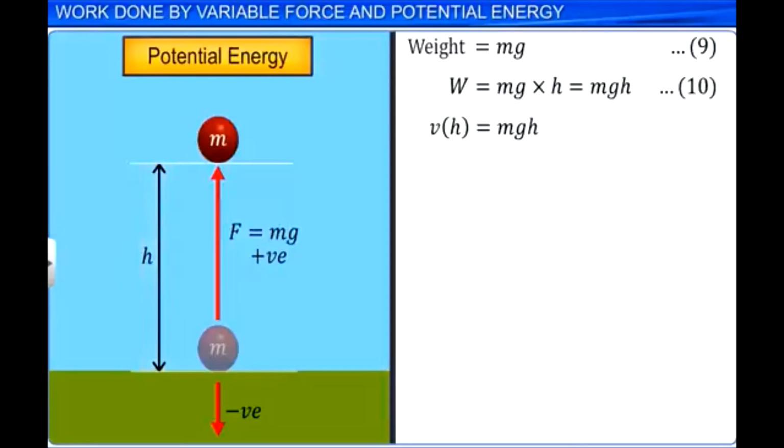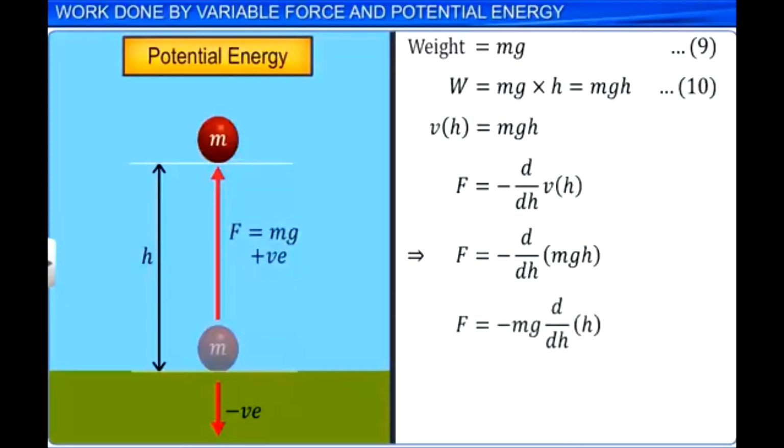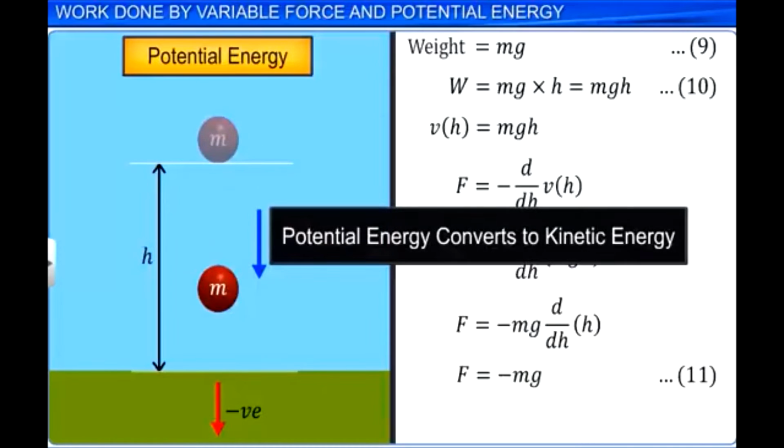Thus, F is equal to minus d by dh of V(h), equal to minus d by dh of mgh, which is equal to minus mg. Let this be equation 11. The negative sign indicates that the gravitational force is directed downwards. Hence, when released, the body comes down with increasing speed, converting its potential energy into kinetic energy.